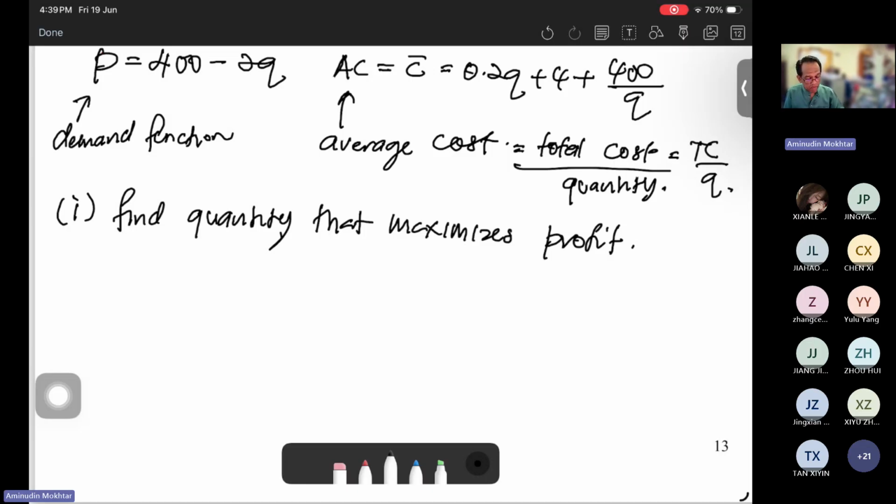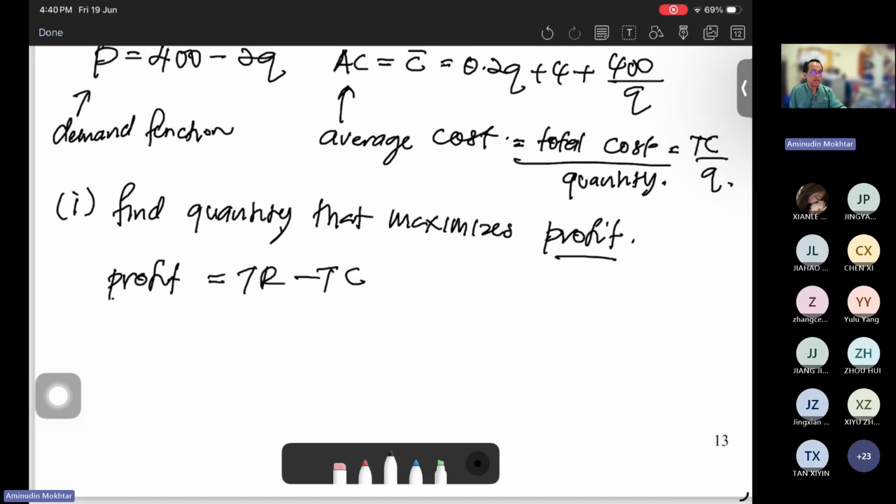So the tip is, first we need to know the function. As the question asks you to find the quantity that maximizes profit, the answer is Q equal to some value. But the first thing we need to know is what is the profit function. So what is profit? Profit equal to TR minus TC, total revenue minus total cost.